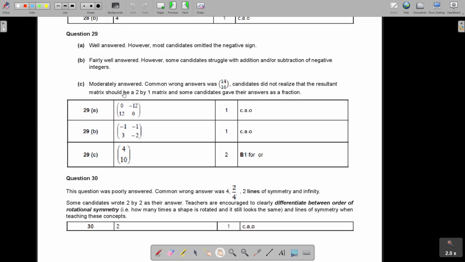And then the next one, it was just 1 mark. Very well answered. However, some candidates struggled with addition and subtraction of negative integers. I think it would have been this position. Okay, but just check there. And then the last one, moderately answered. Common wrong answers were 14 and 16. Candidates did not realize that the result matrix should be a 2 by 1, and some candidates gave their answer as a fraction. Don't make a fraction. So it's 4 and it's 10.